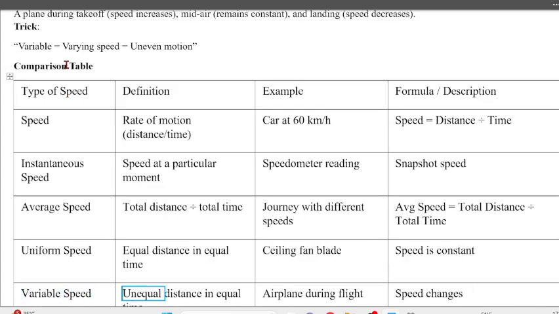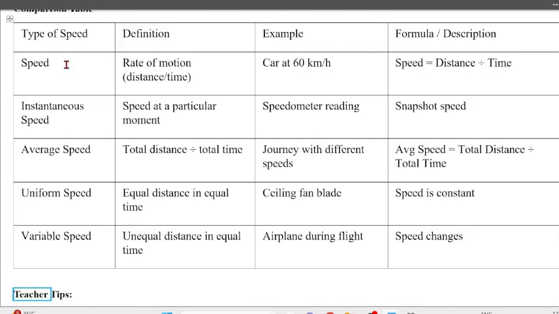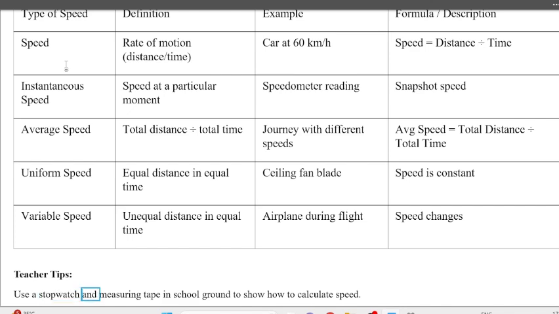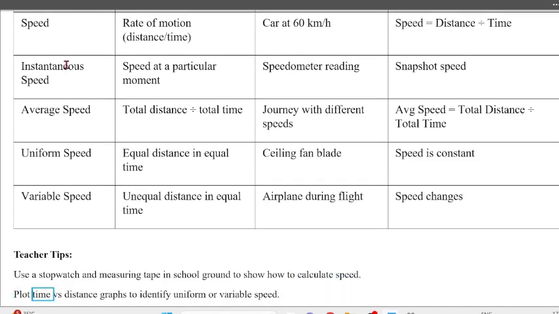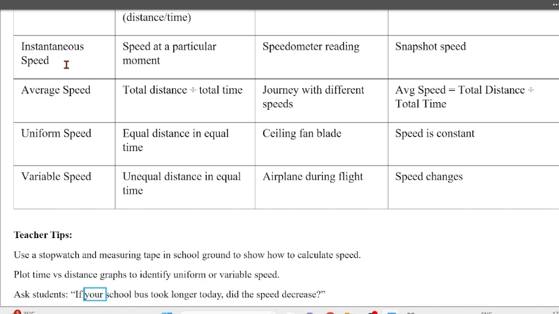Variable speed: unequal distance in equal time. An airplane during flight: speed changes. Teacher tips: use a stopwatch and measuring tape in the school ground to show how to calculate speed. Plot time versus distance graphs to identify uniform or variable speed. Ask students: if your school bus took longer today, did the speed decrease?